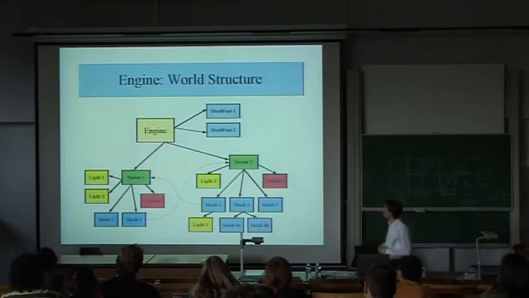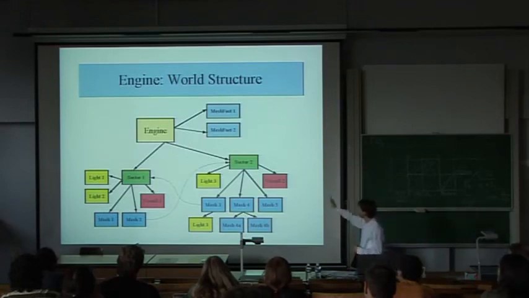So here's an example. You have the engine, different mesh factories on the right. And then there are two sectors here. So every sector has a few lights. And then every sector also has a visibility culler. So visibility culling is done one sector at a time.